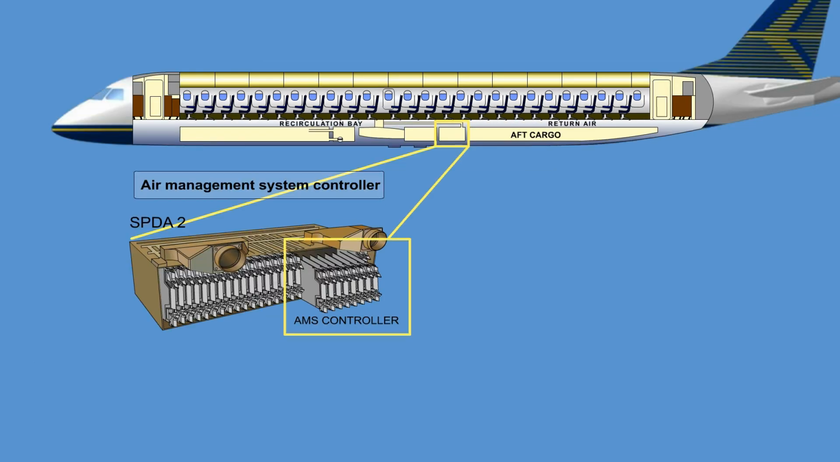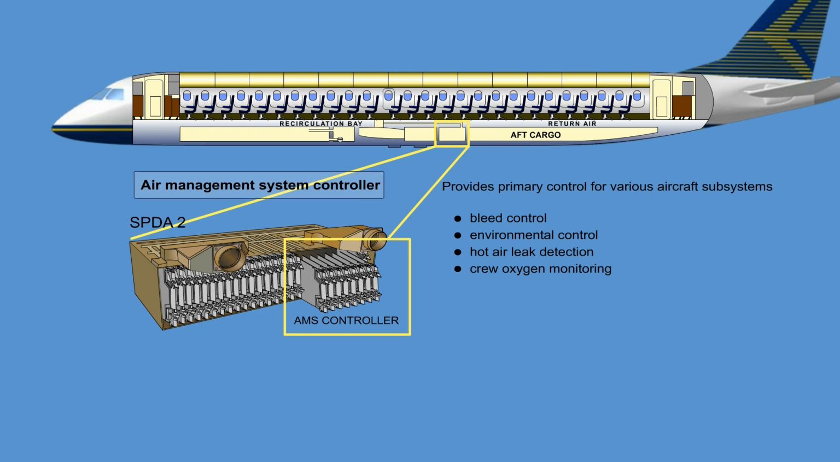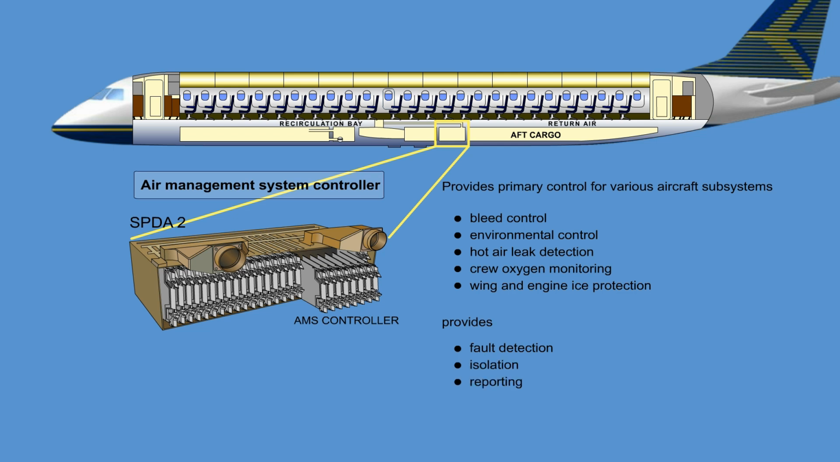The AMS controller, connected to the Secondary Power Distribution Assembly 2, SPDA2, provides primary control for various aircraft subsystems such as bleed control, environmental control, hot air leak detection, crew oxygen monitoring, and wing and engine ice protection. The AMS controller also interfaces with the smoke detector in the recirculation bay and provides fault detection, isolation, and reporting.